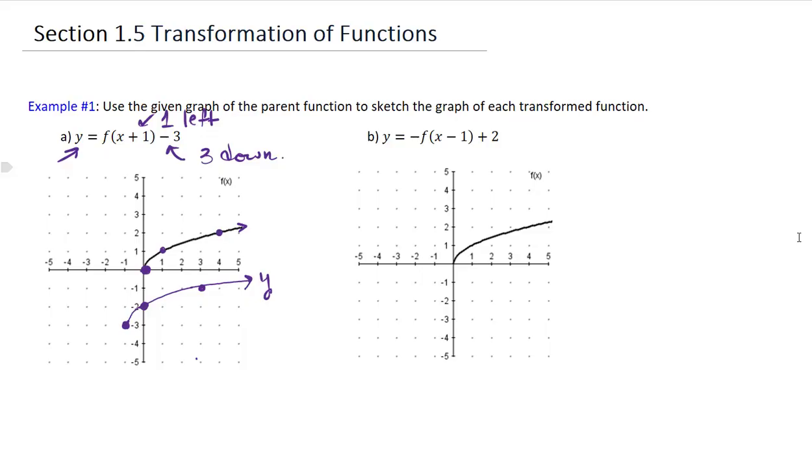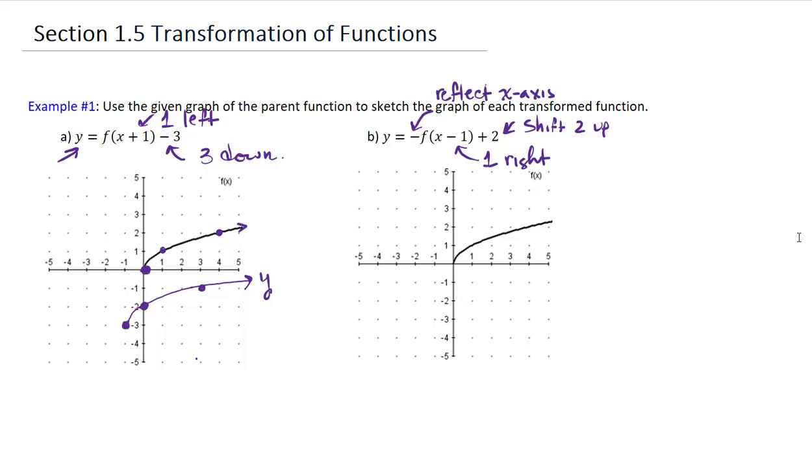For letter B, we're going to do the same. So again, the graph of the parent function is given. Inside the parentheses, f of quantity x minus 1. That minus 1 means it's a shift of 1 unit to the right. And then the minus sign in front of the function notation indicates that it is a reflection along the x-axis. And finally, the plus 2 at the end is a shift of 2 units up.